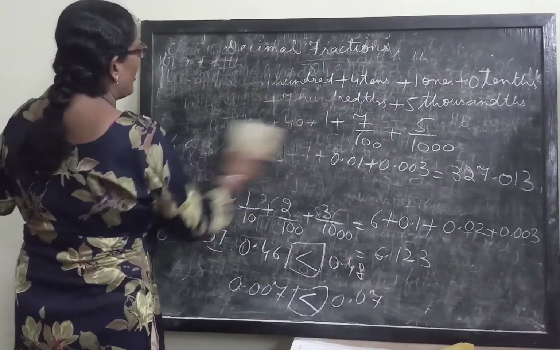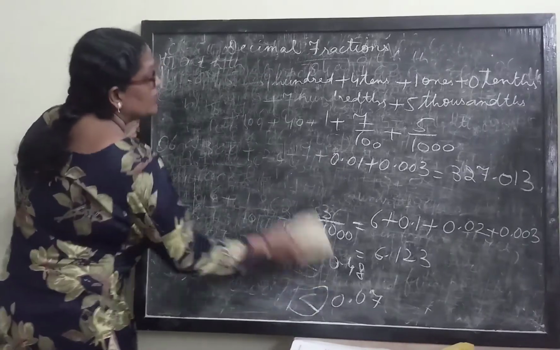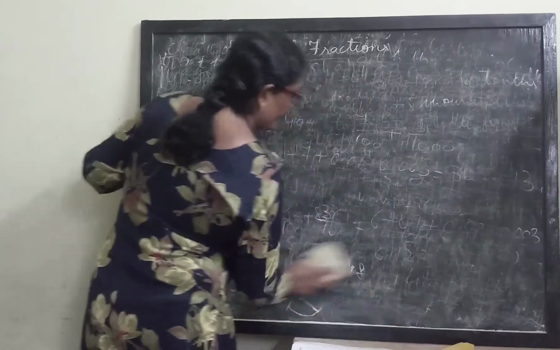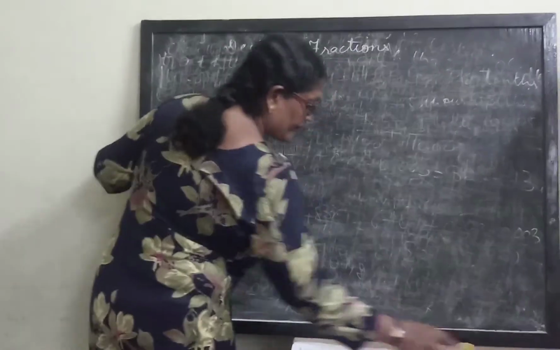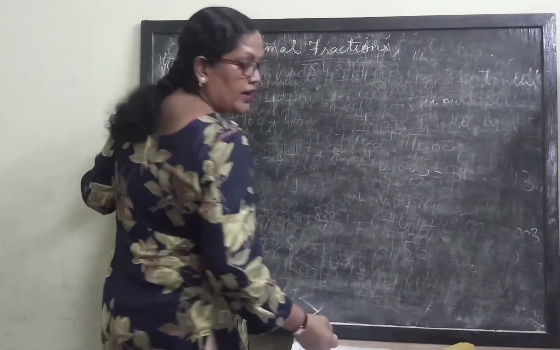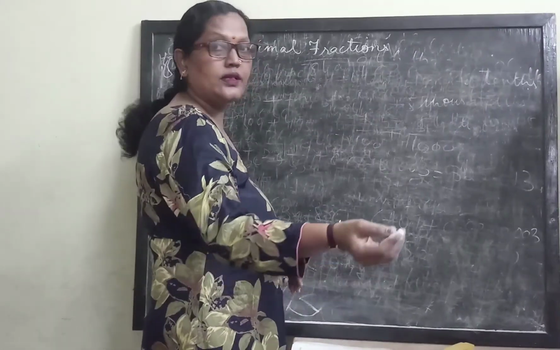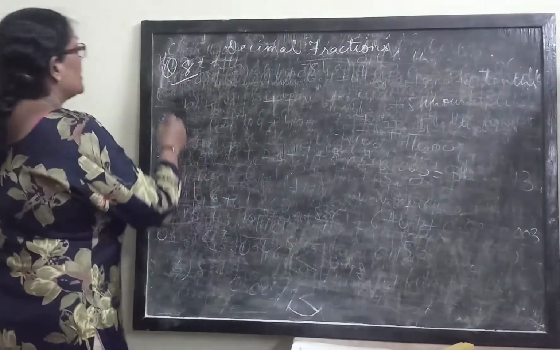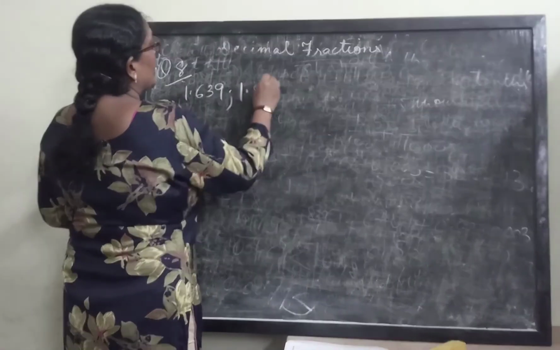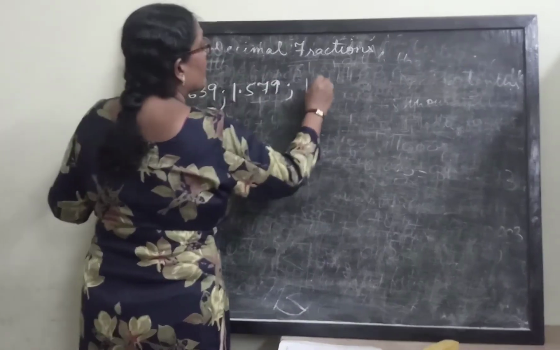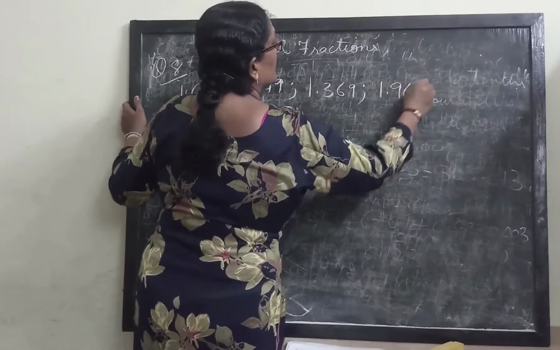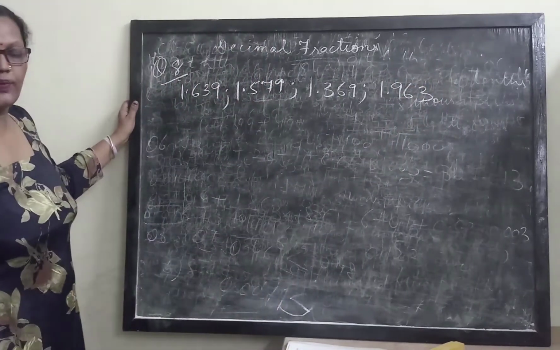Ascending order means small to big. What is ascending order? Small to big. First you will write the smaller number, then you will write it in increasing order. See here, question number 8, 0.6, 1.639, comma 1.579, comma 1.369, comma 1.963. Ascending order means small to big.